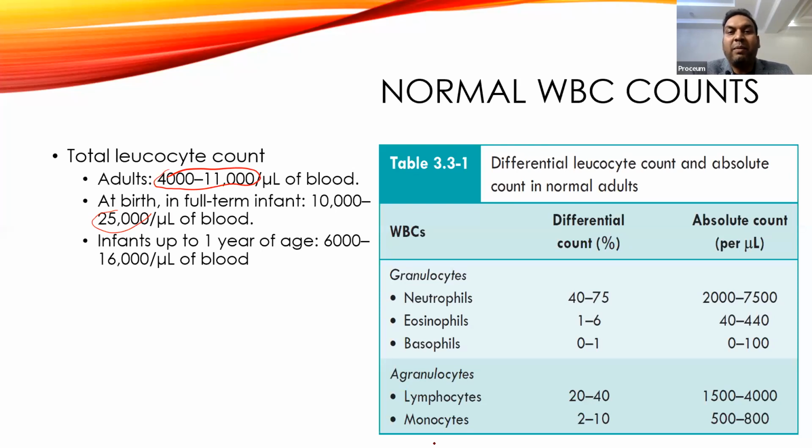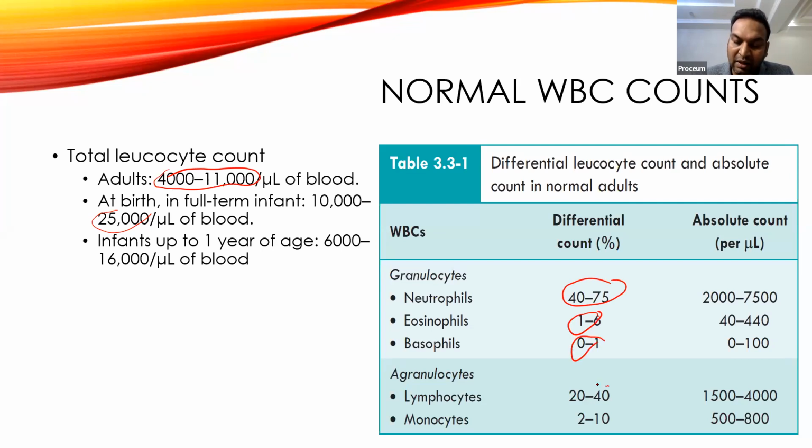We also talked about the peripheral smear for RBC, where we can see the morphology of the RBC. Similarly, with the same peripheral smear, by doing Leishman stain, we can see the morphological features of various WBCs, and by knowing these features, we count the individual percentage of the WBCs. For neutrophils, the normal range is 40 to 75. Eosinophils are from 1 to 6, and basophils from 0 to 1.